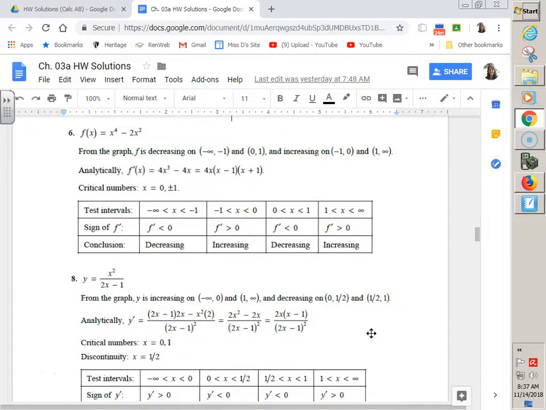What did the book choose to do as far as how they did their sign charts? Chart or number line? Chart all the way. Oh wait, but they wrote it all funny and weird with inequalities. What should you have done instead if you did the chart? Just write the intervals. It's so much easier, so much faster, right?